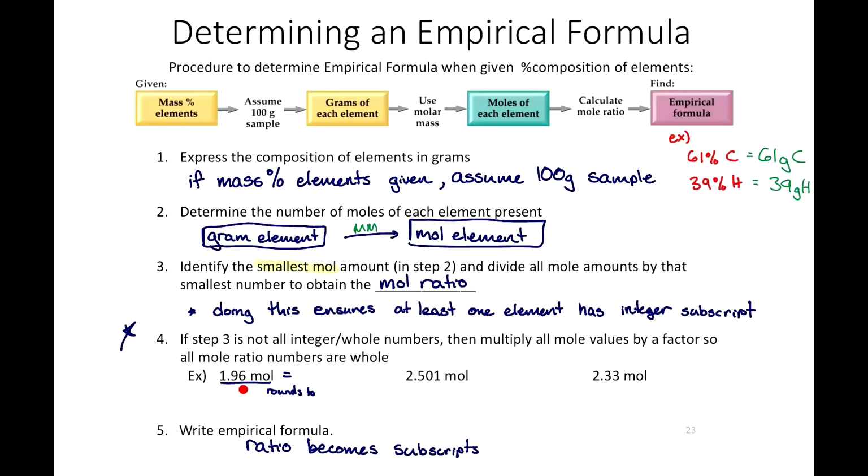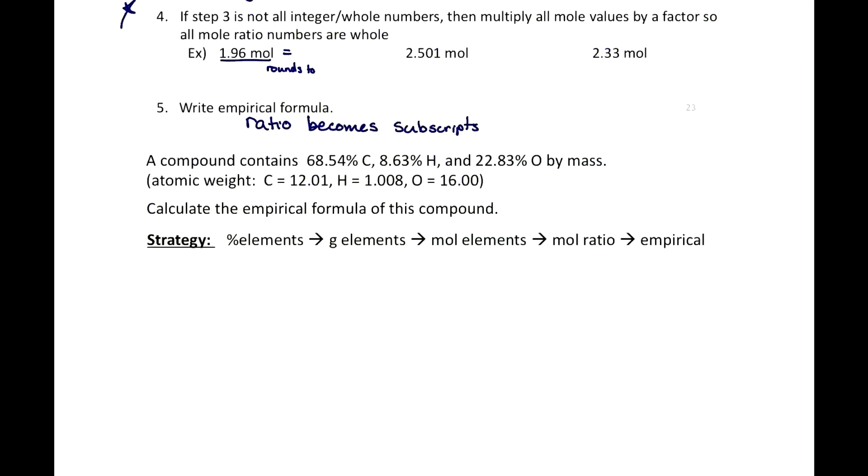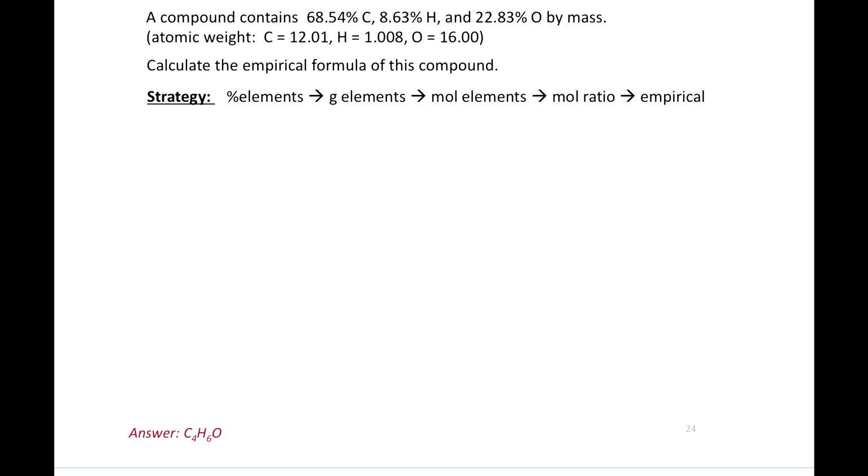So for example, let's just do an example, and then we'll come back to this fourth step. Here's the strategy. I give you percentages by mass of each element. Turn those percentages into grams, turn those grams into moles, then identify your smallest mole amount and get your mole ratio, and then you should be pretty close to your empirical formula.